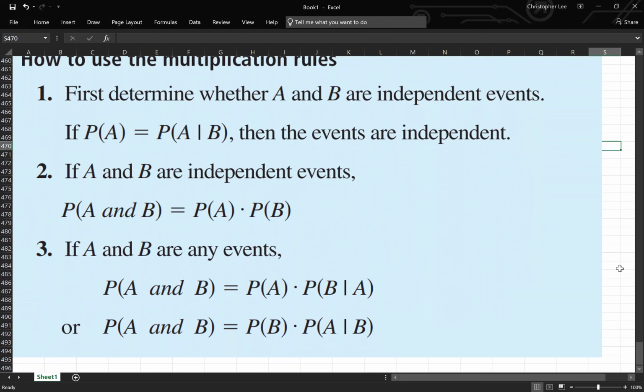If A and B are any events, that's the one that we're going to have on our test, the probability of A and B is equal to the probability of A times the probability of B given A, or the probability of A and B is equal to the probability of B times the probability of A given B. All right? Number 3 is us, in case you're wondering.